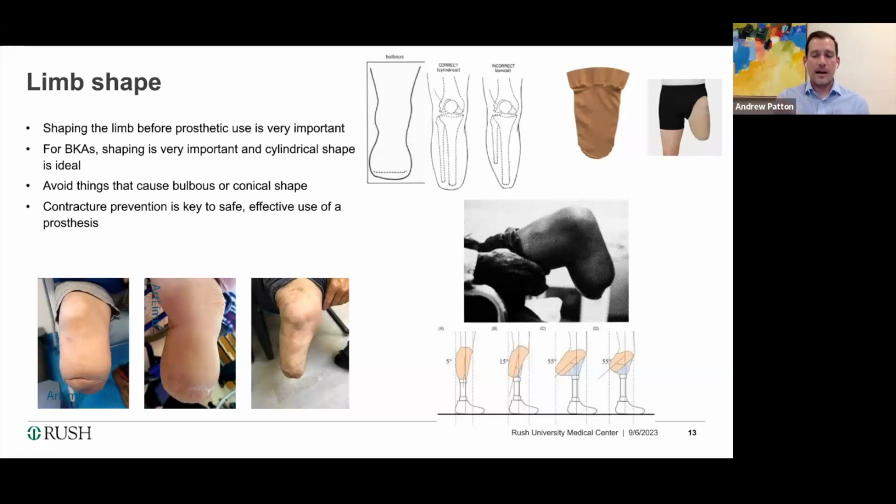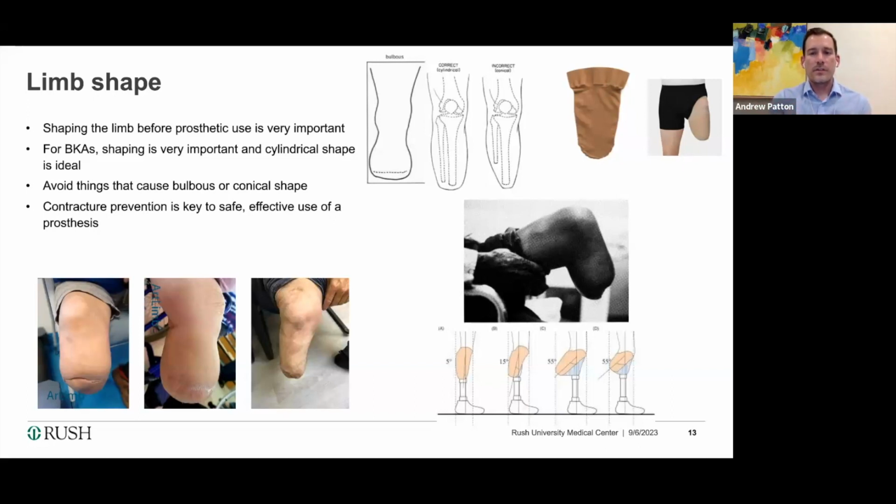I'm talking a lot about lower extremity again, because they're the most common, but upper extremity too. But lower is really important because you're bearing weight through it. You're not usually bearing weight through your arms with a prosthesis. So it's not quite as important, but still important to shape the limb.